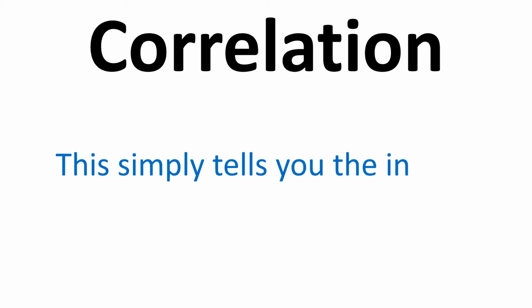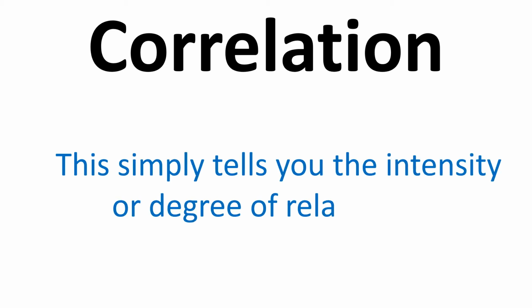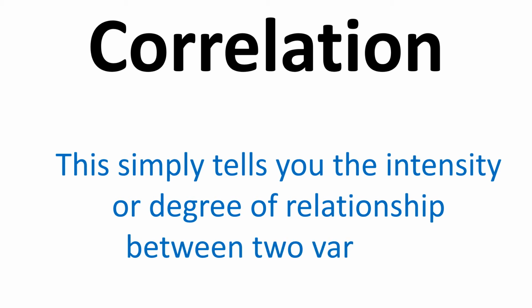Now in correlation, if you have already seen covariance, then correlation is going to be very simple for you. It simply tells you the intensity or degree of relationship between two variables. With covariance we find the relationship, right? So when you find correlation, this will tell you how strong that relationship is.